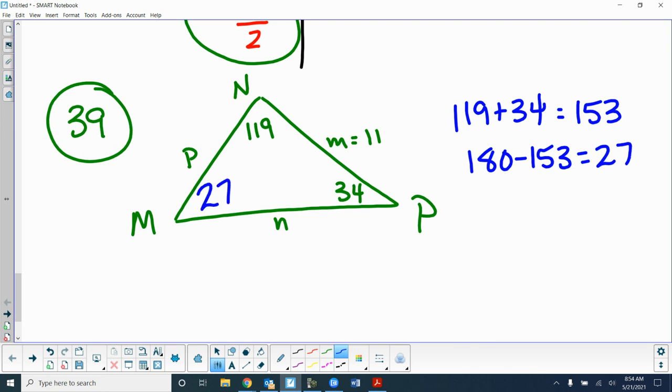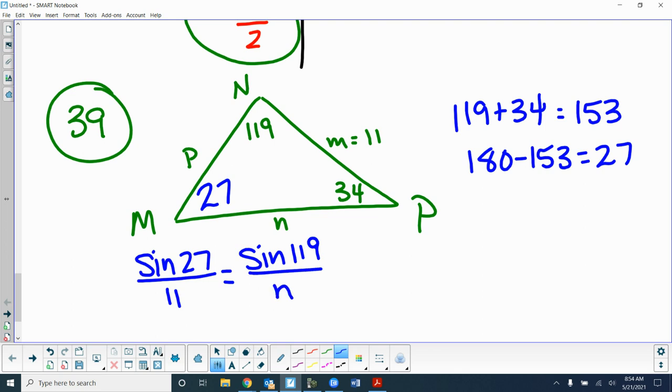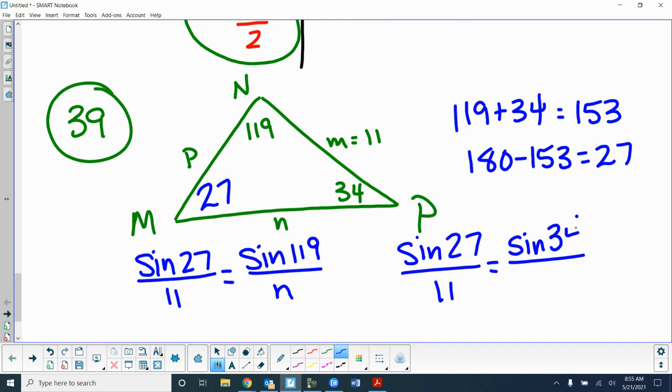We got that done. So I will do sine of 27 over what? 11 equals the sine of 119 over what? N. Good. And then sine of 27 over 11, and sine of 34 over P. Okay? Cross multiply and divide. You guys know how to do that, right? Yeah. And N is 21.2, and P is 13.5. So you would pick the choice that has those three answers, right? Right. Okay.